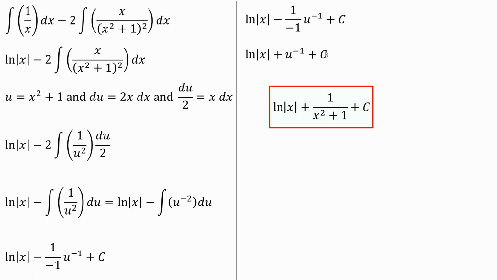And the last step is to swap our u with what we said u is equal to, which is x squared plus 1. And so this right here is our final answer. And that's all we need to do for this type of problem.